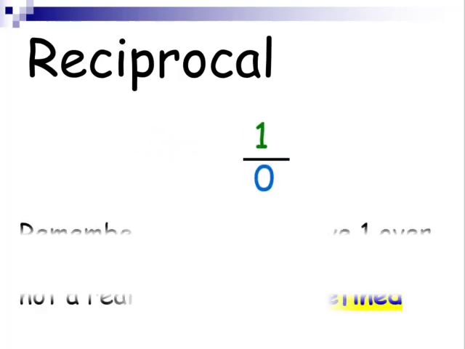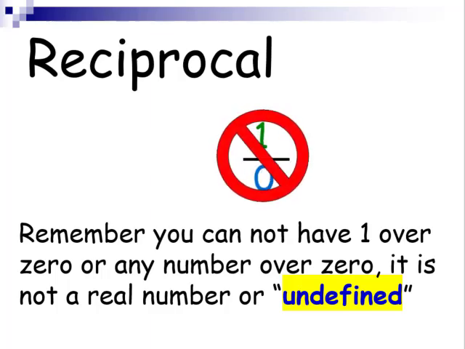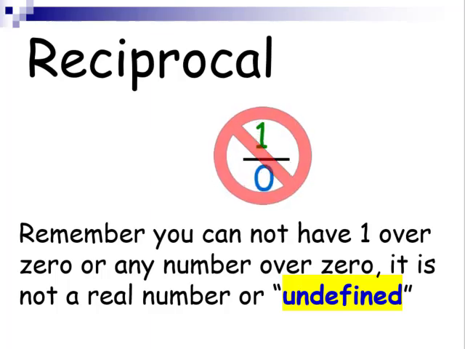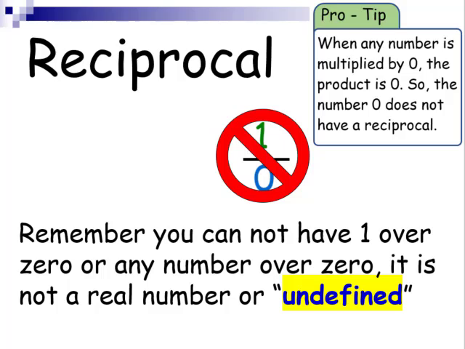What's the reciprocal of 0? Well, when you try to write the reciprocal of 0, you get 1 over 0. You cannot have 1 over 0 or any number over 0. It is not a real number. Sometimes we call this undefined. We will revisit this concept of undefined in later chapters. Pro tip: when any number is multiplied by 0, the product is 0. So the number 0 does not have a reciprocal.